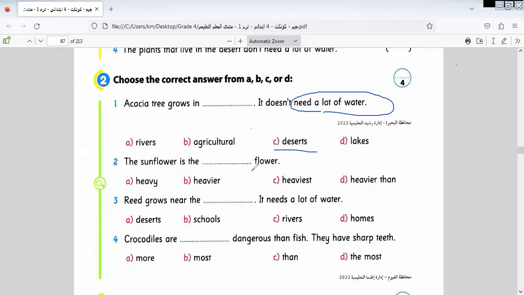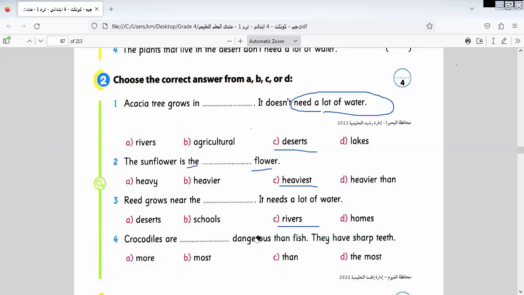The sunflower is the heaviest flower. Here we have the, so adding what? Adding est to the adjective. Heaviest. Reed grows near the river. It needs a lot of water. Rivers. Crocodiles are more dangerous than. Here we have than, so I put more. Why? Because I have than, and I use more before adjective than: more dangerous than, more beautiful than. When we have the and a missing word, we say the most. Okay, so this is called superlative.